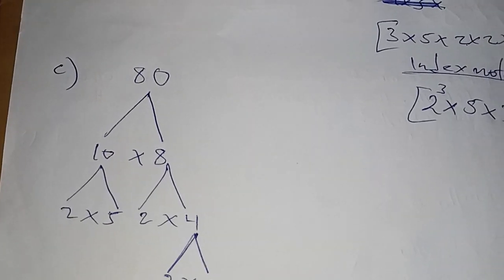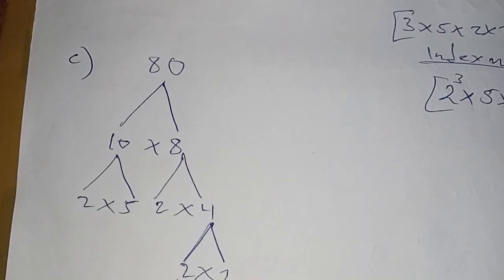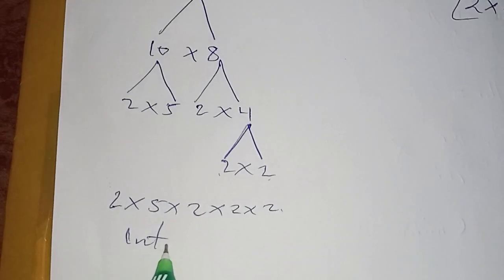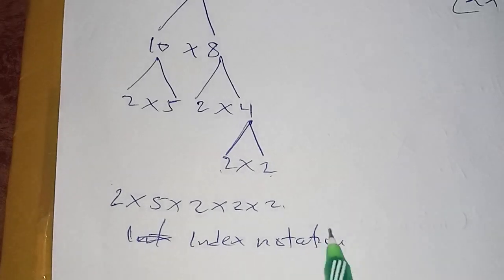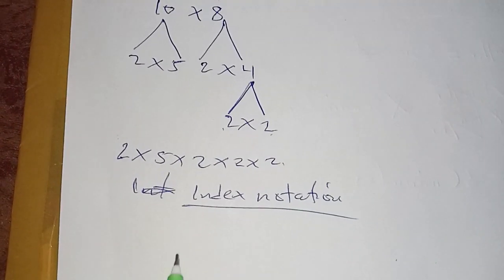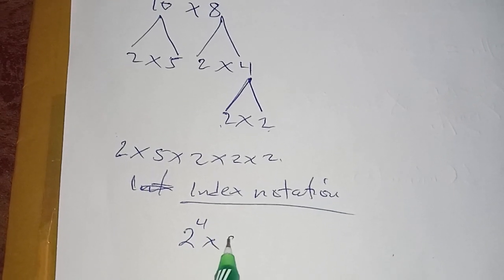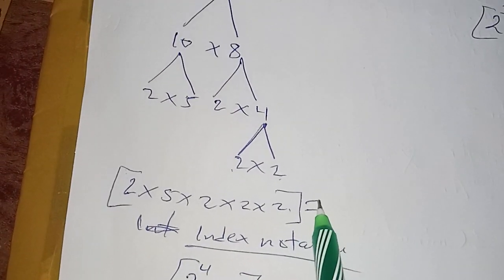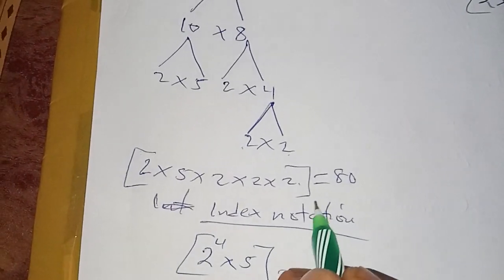So our answer will be 2 times 5 times 2 times 2 times 2. How many 2s? 1, 2, 3, 4. Only one 5. So if you put it in index notation, we have four 2s, so we get 2 to the 4th power times 5. You can take this as your answer. If you multiply them, you're going to get 80, and if you multiply this, you also get 80. So you can take this or this.